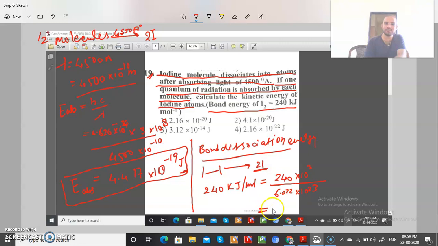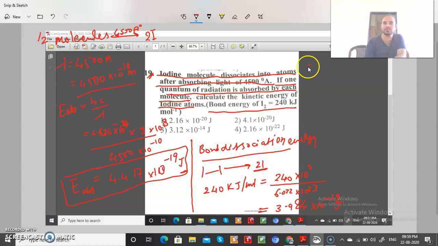So you see how much the answer is coming, student. This is coming 3.984 into 10 power minus 19 joule. Dear student, for kinetic energy we have learned about the equation.